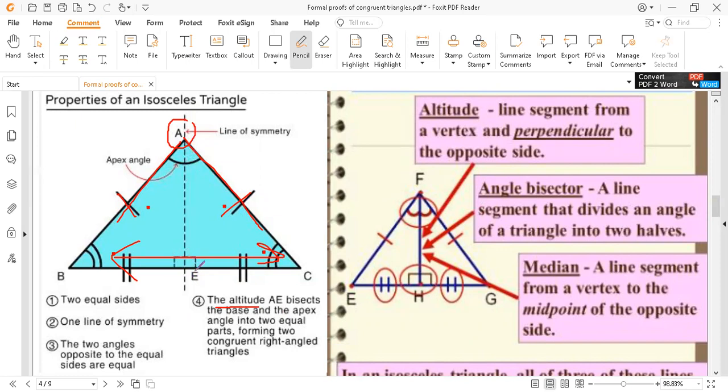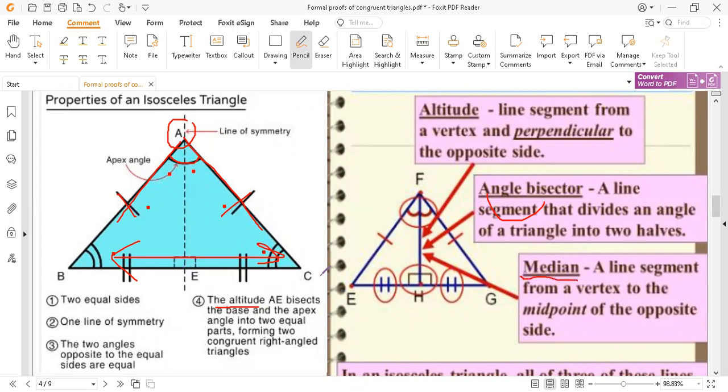Normally, the altitude is at the same time congruent to the angle bisector. What do we mean by the angle bisector? Normally this altitude cuts the angle A into two equal angles. So the altitude at the same time is the bisector, and at the same time it is a median.